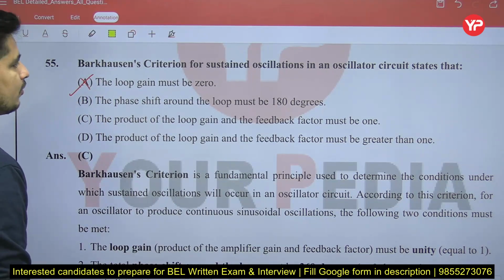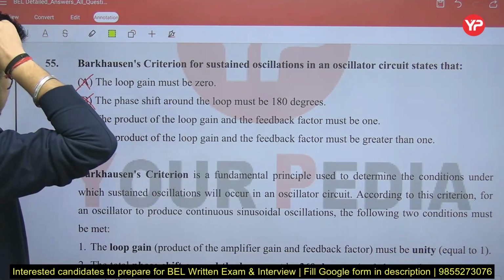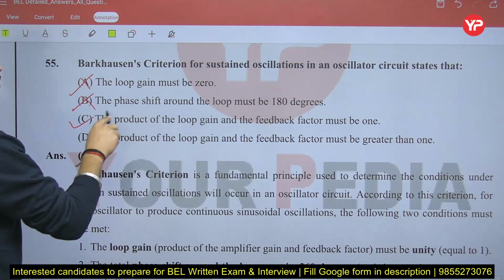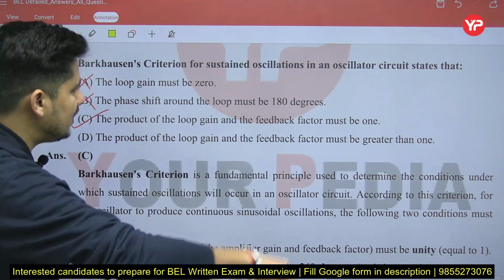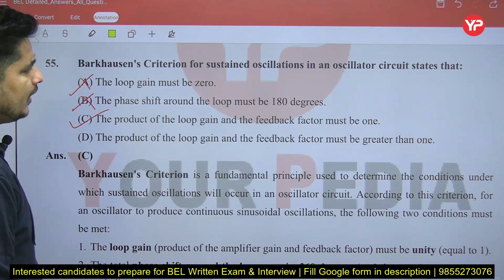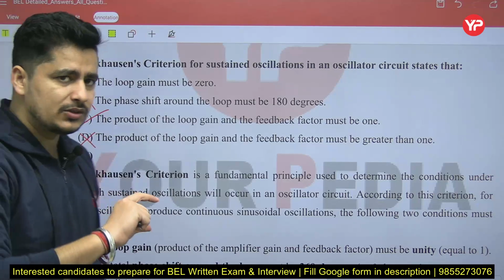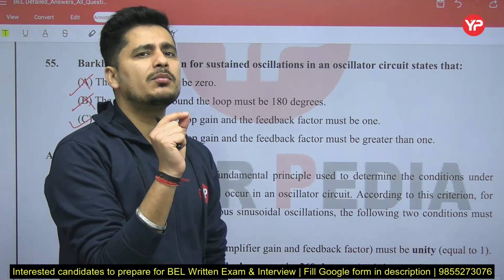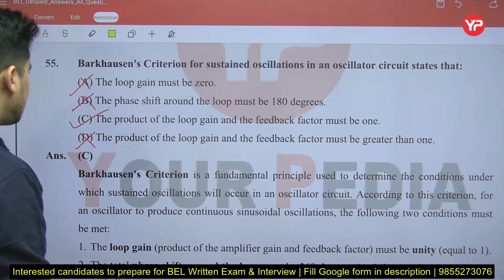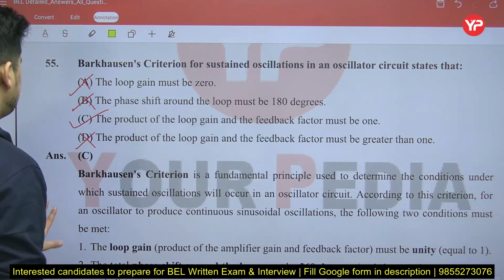The phase shift around the loop is 180 degree. No. The phase shift around the loop should be 360 degree. The product of loop gain and feedback factor must be 1. I already told you that thing. The loop gain means around the loop the gain should be 1. The product of loop gain and feedback factor must be greater than 1, not greater than 1. It should be equal to 1, but a little bit greater than 1 because of the losses, so that we will go to a sustained oscillation. So the correct answer, if he is asking, that will be must be equal to 1.